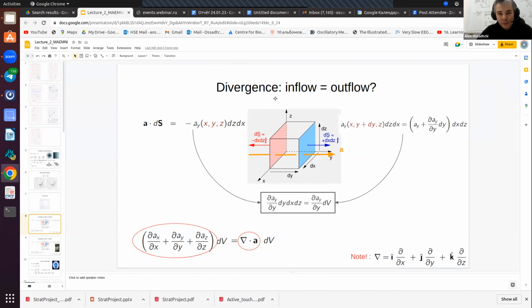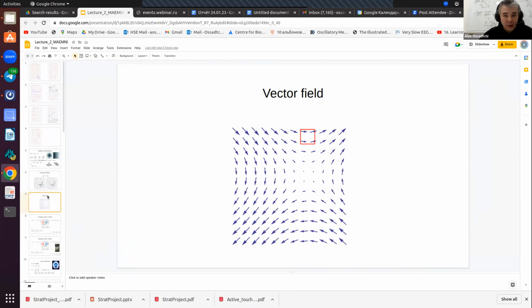Now, as I already mentioned here, I assume that you're taking this little square in your plane where you're studying, or maybe even 3D, but I've drawn here only a plane. In your volume, you're studying your vector field.